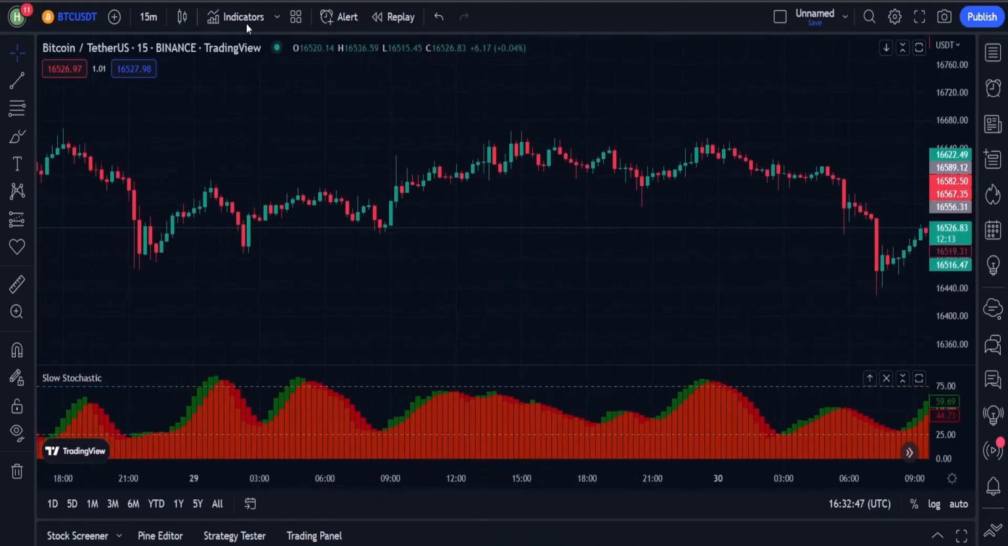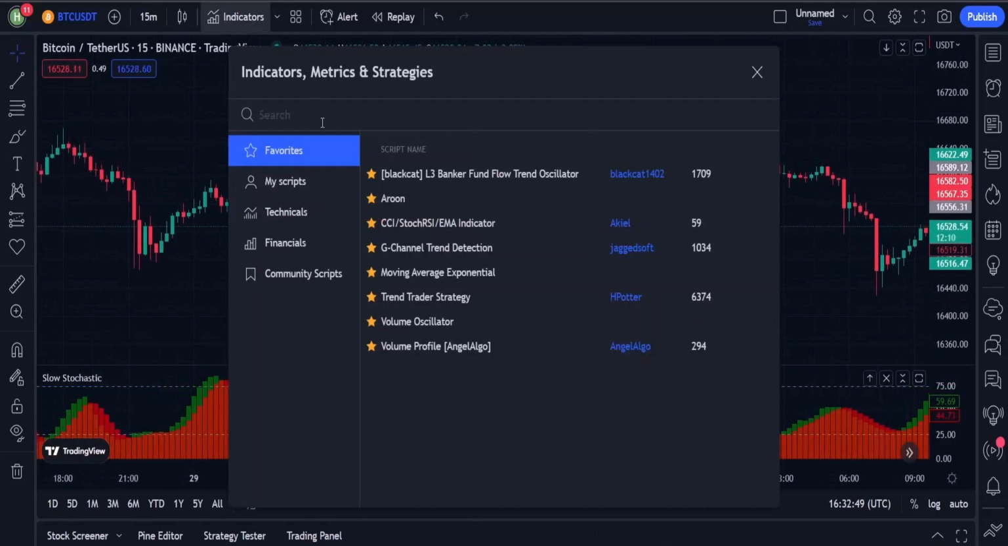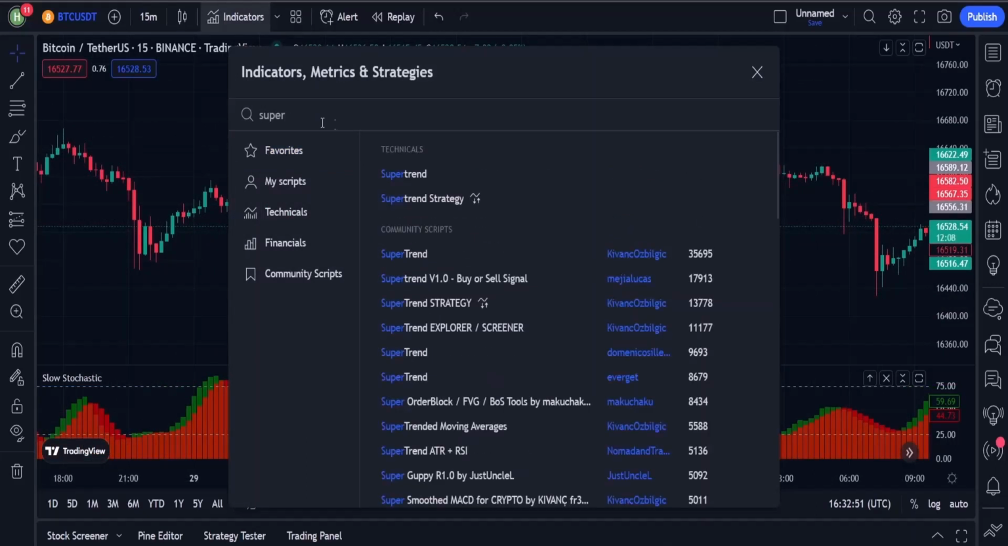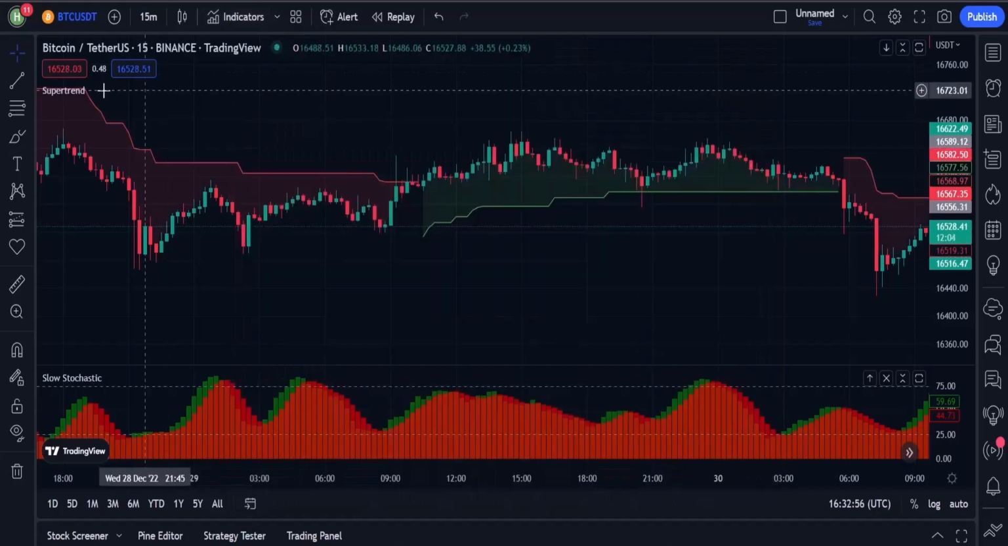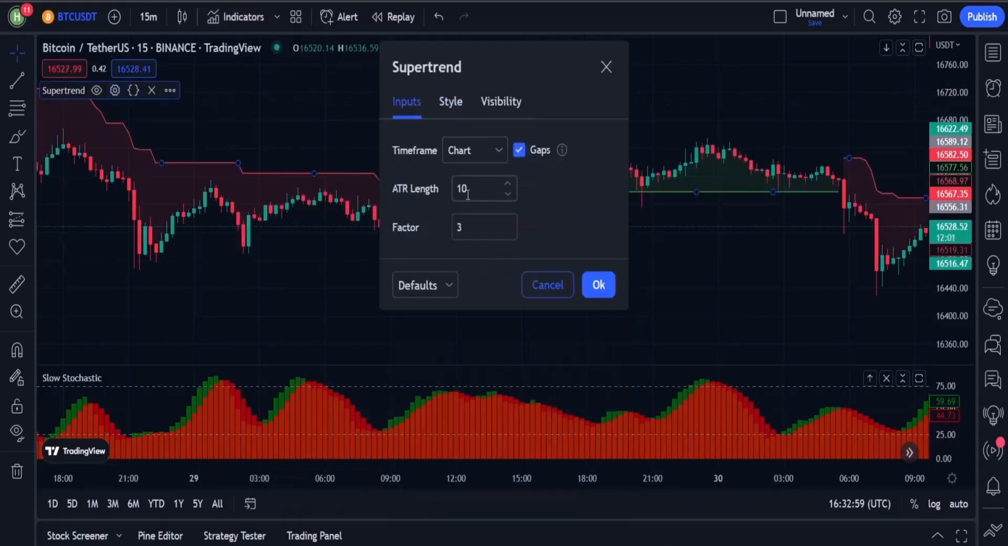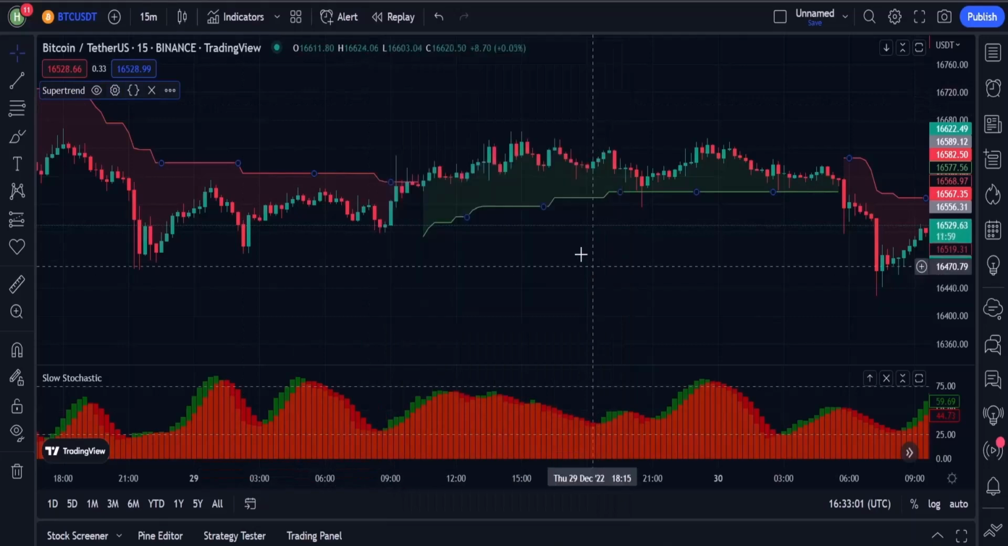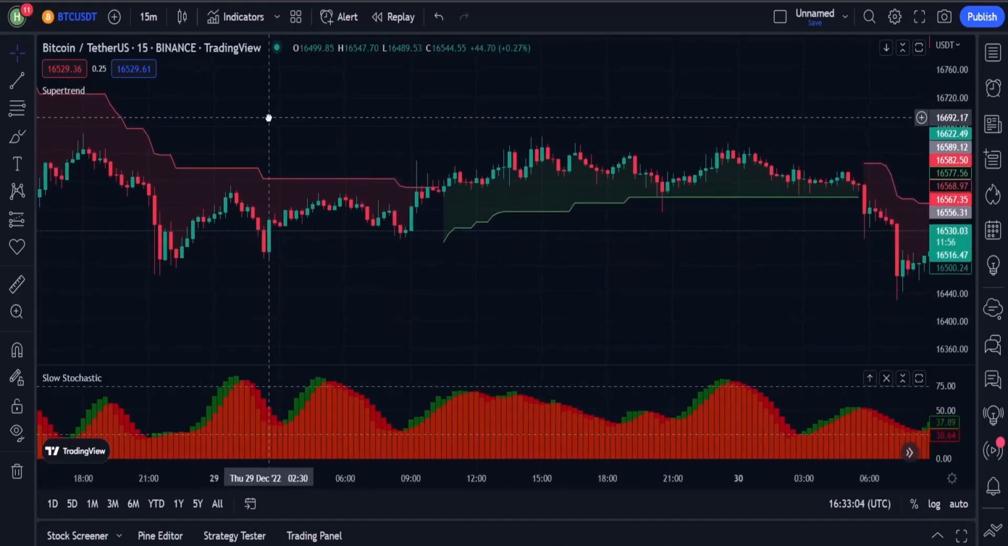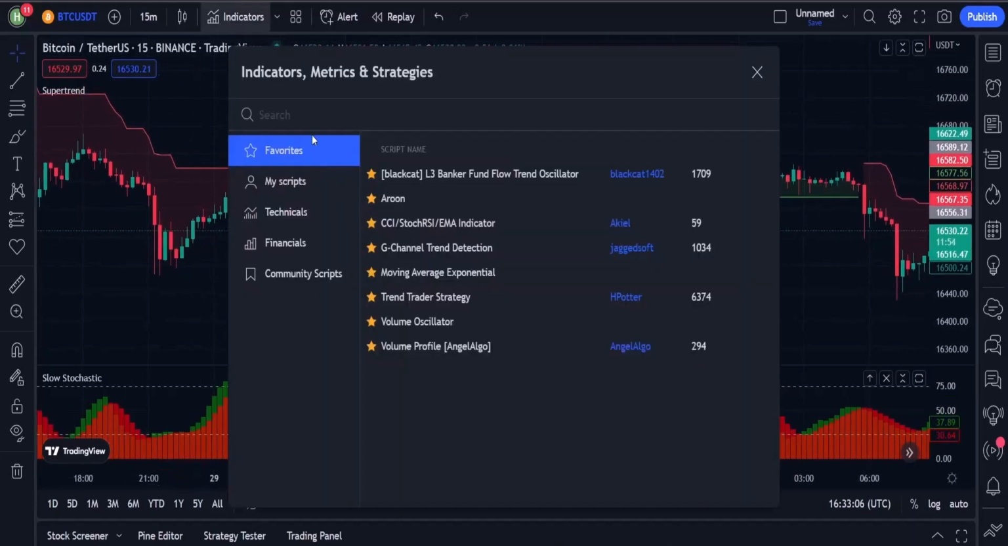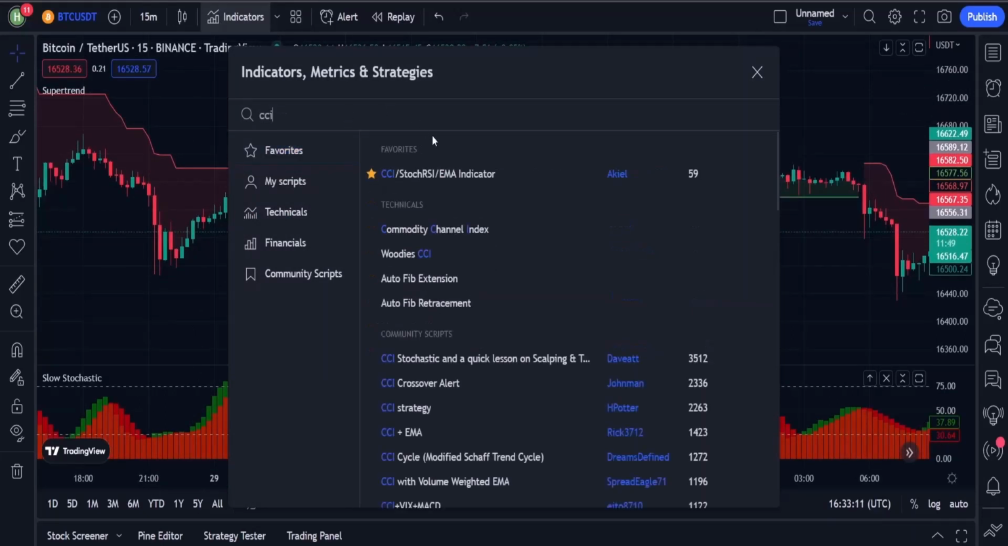Now let's go ahead and search for the second indicator, which is the Super Trend indicator. And we'll add this indicator located under the technical section, and please make sure it is on the default settings, which are 10 and 3. After adding these 2 indicators, let's add our main indicator for the strategy. So in the Indicators tab, we'll search for CCI/RSI, and add this indicator, which was created by Akil.